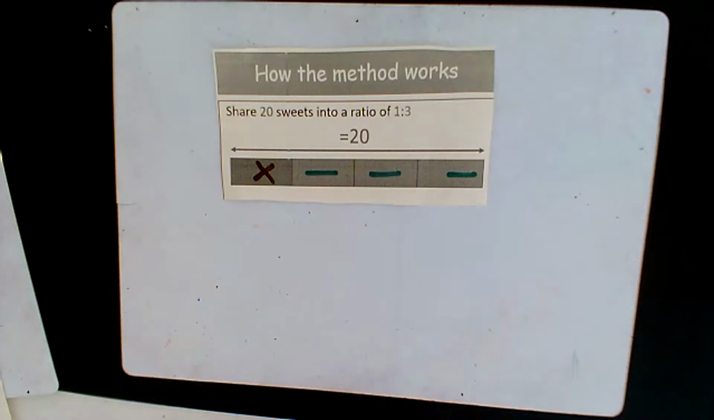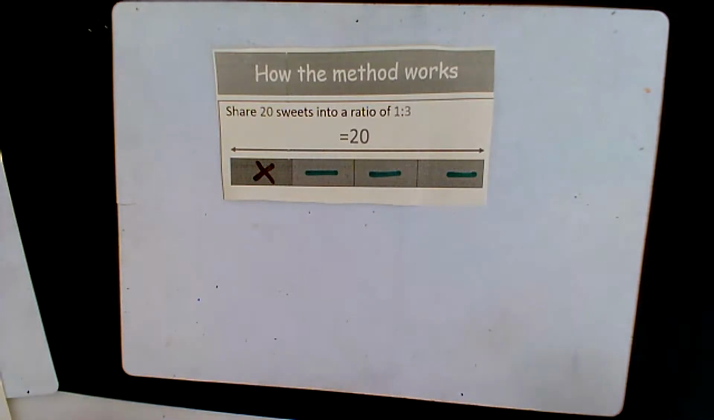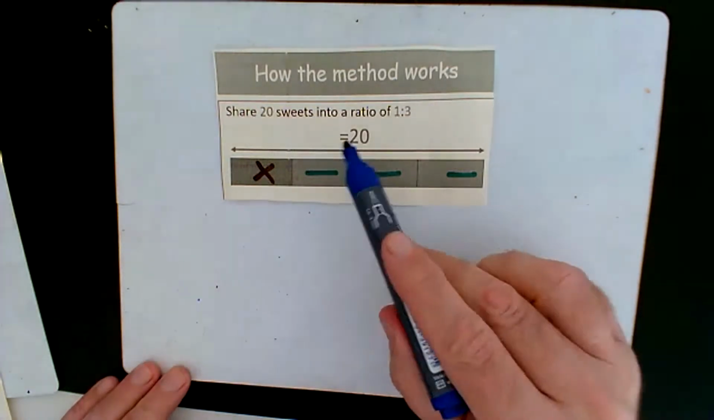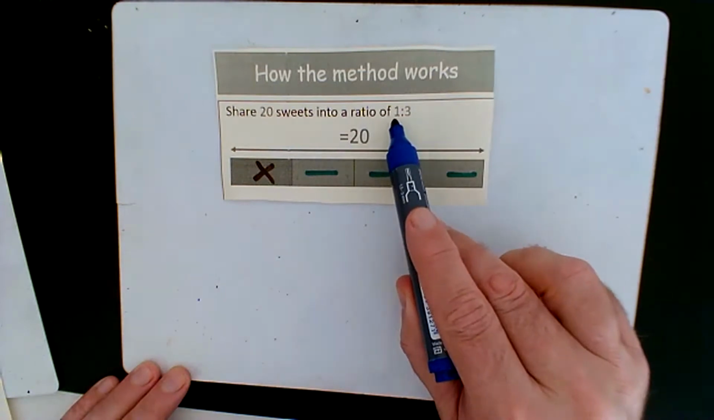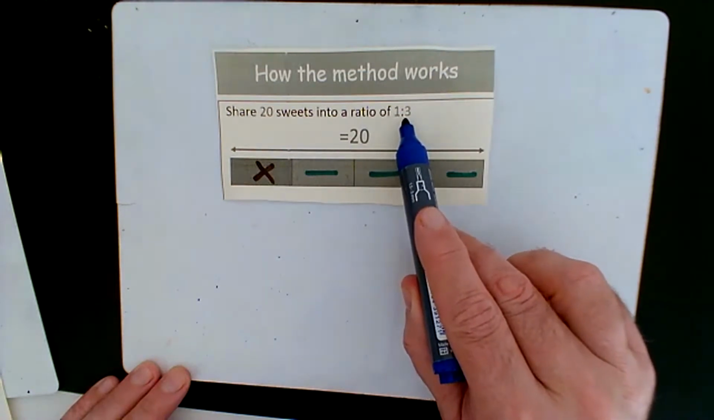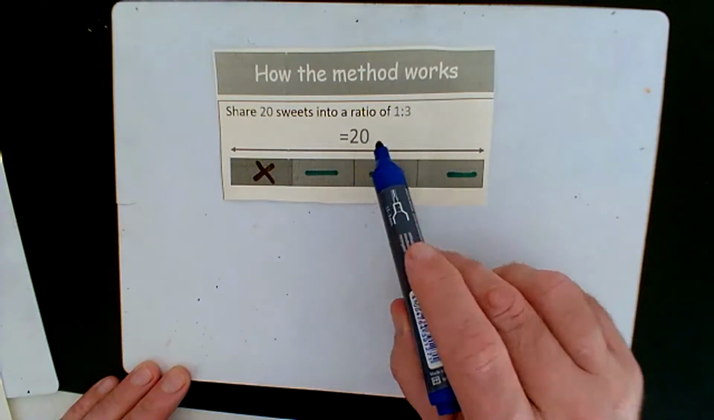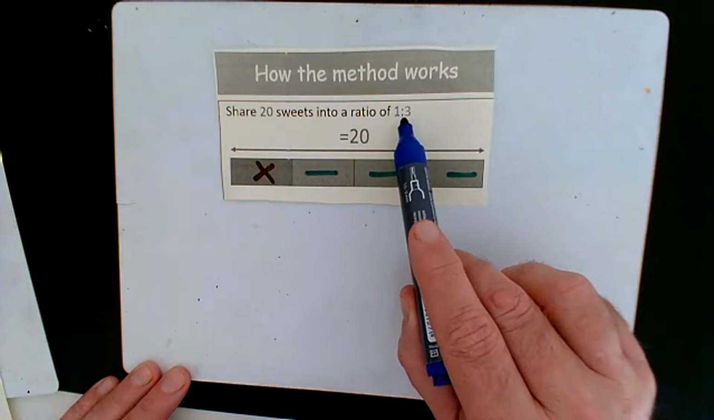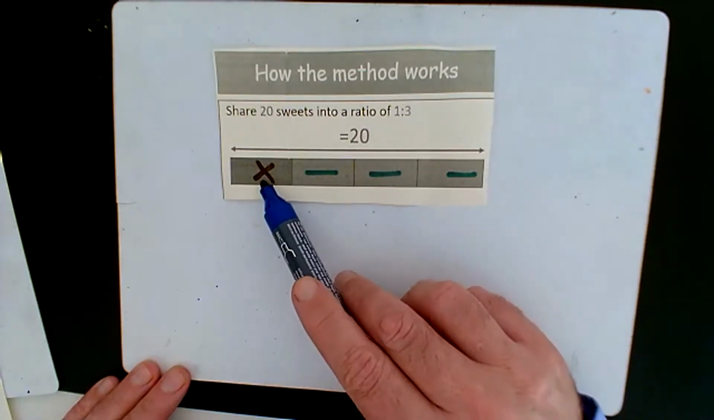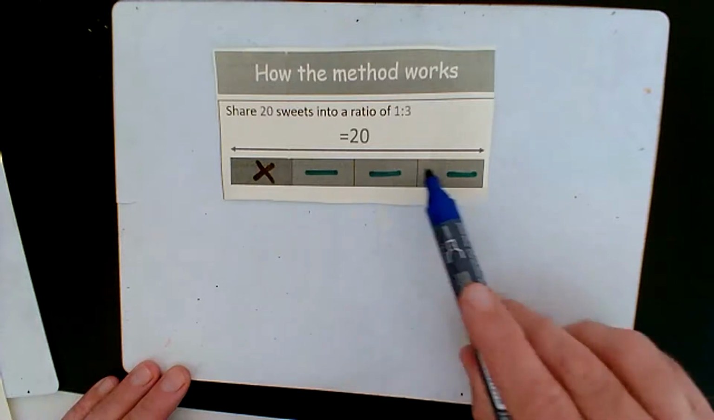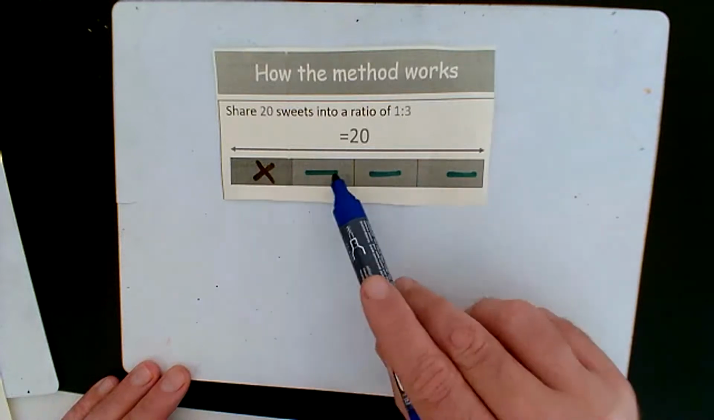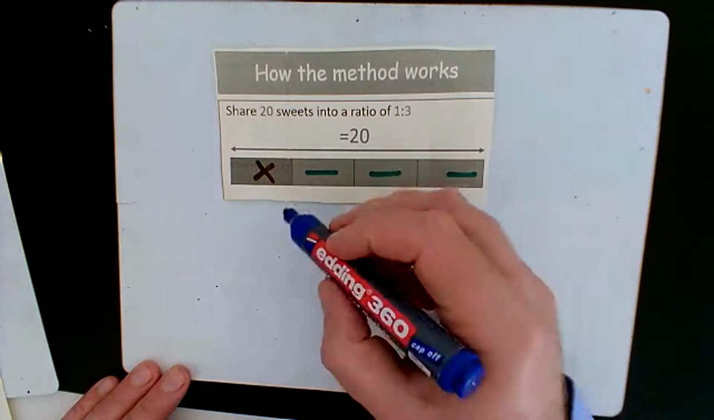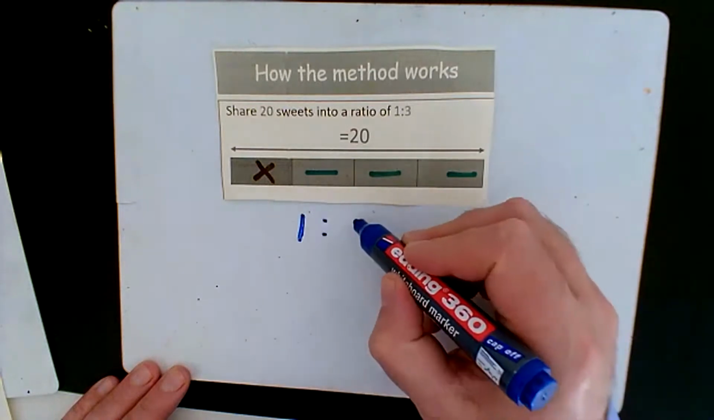Say these sweets belong to me, and I'm feeling very generous. Actually, I don't particularly like these sweets. So I'm going to share them in a ratio of 1 to 3. For every one that I have, I'm going to give 3 away to Marshall, because he loves these sweets. So that's the ratio, 1 to 3. If I have 4 sweets, I'll have 1 and Marshall will have 3.